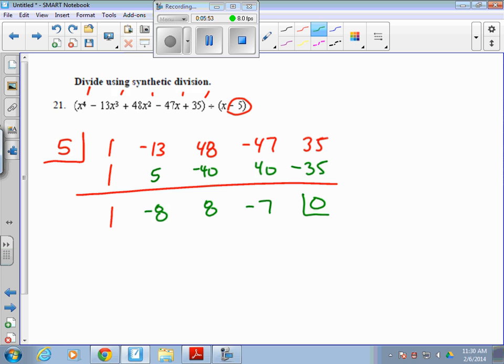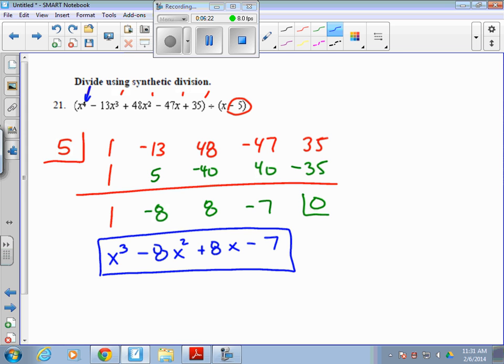Now that you have these numbers, put the variables and the exponents back, attach them back to it. The way you do that is you go 1 degree less than the highest one. That says x to the 4th power. So your first one is 1x to the 3rd power. Minus 8, you just count down now, x to the 2nd power. Plus 8x to the 1st power. Minus 7 with no x variable. Synthetic division.